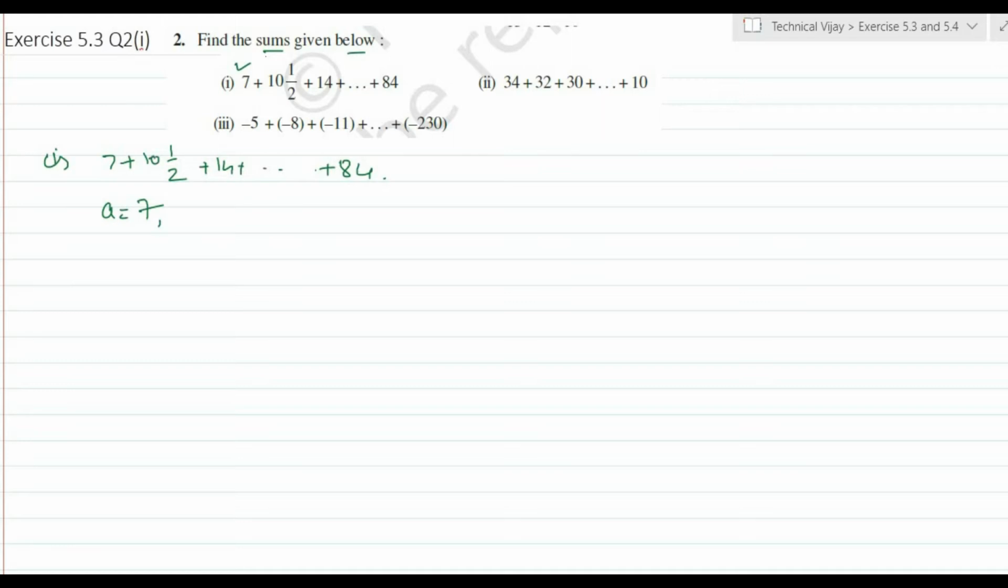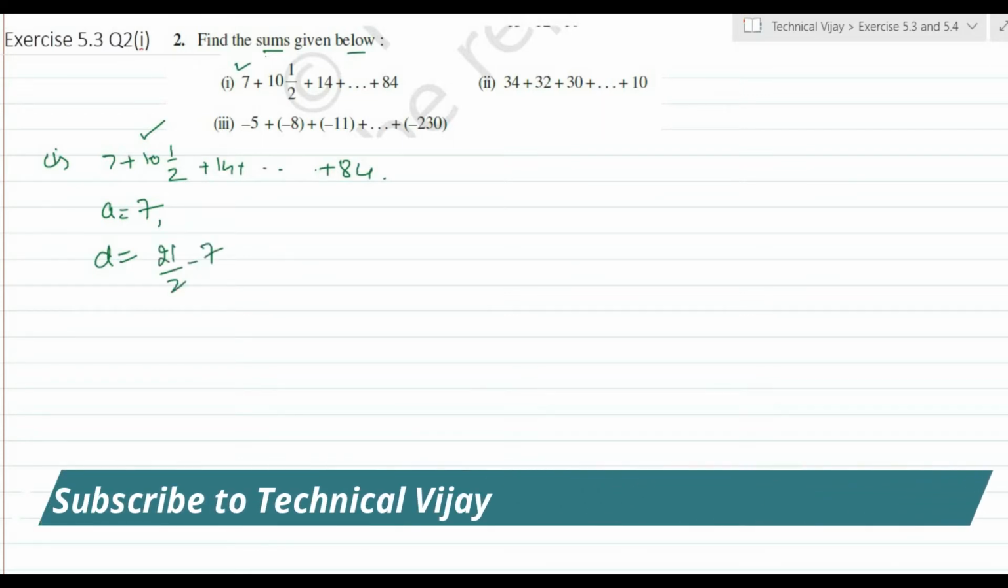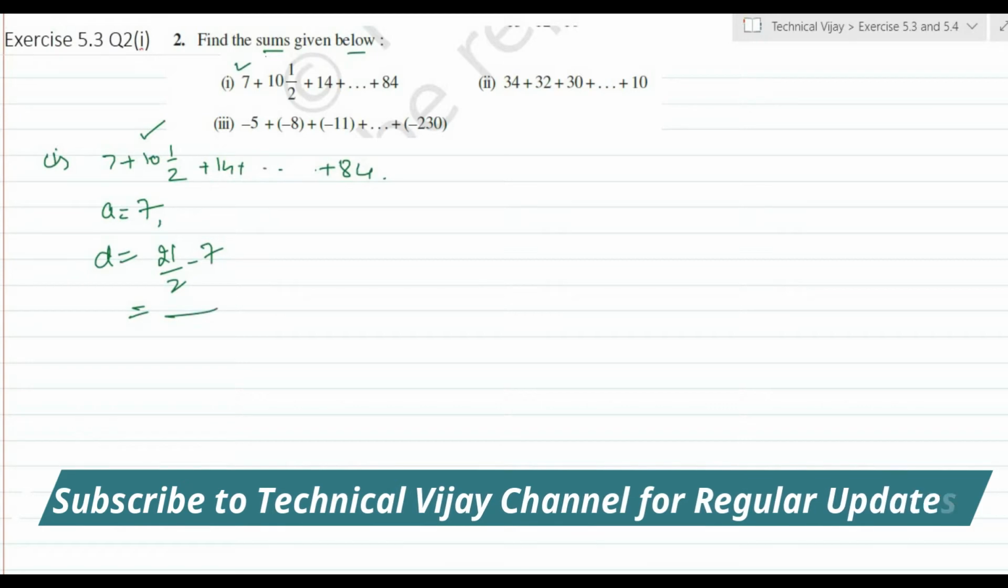So here a is equal to 7. So d can be calculated as, this is the second term, 10 into 2, 20, 21 by 2 minus 7. Okay, so here 2 is the LCM, 21 minus 14. So 7 by 2. This is d. An value he has given. An is equal to 84 he has given, because this is the last term.